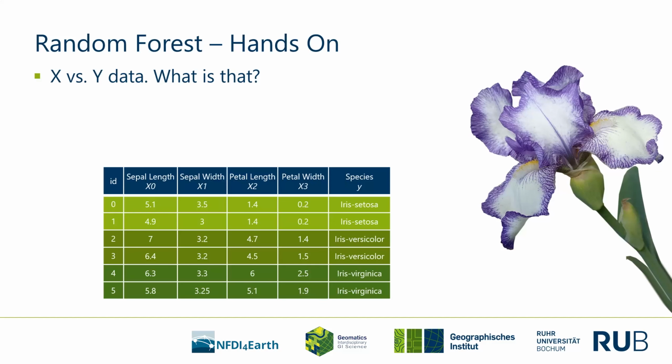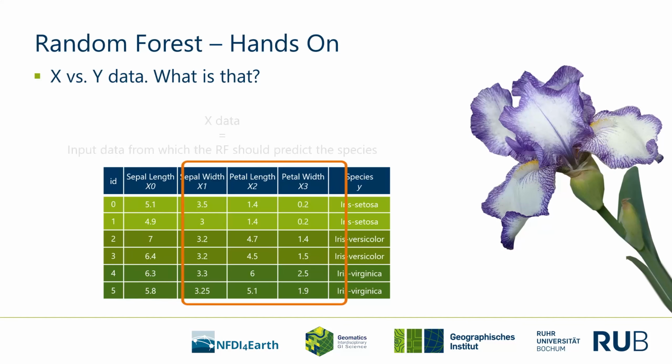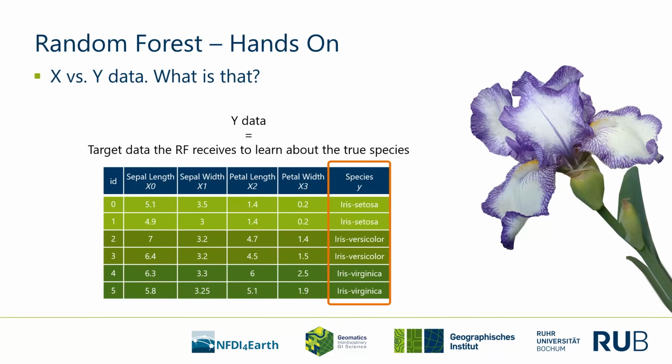But what is our X data and what our Y data? Our X data are the features that we provide as an input into the model. This is the data from which the random forest should make a prediction about the iris species. In this example, this will be the sepal length, sepal width, petal length, and petal width. Our Y data will be the species. We also call it the target data, which we provide so the model learns how to build up the decision trees that the classification is done correctly.